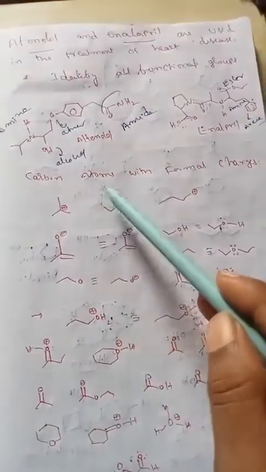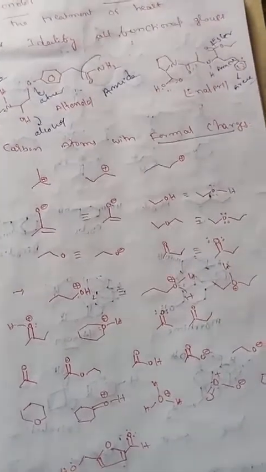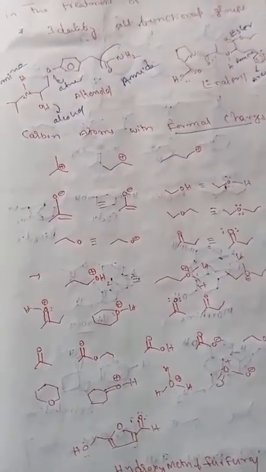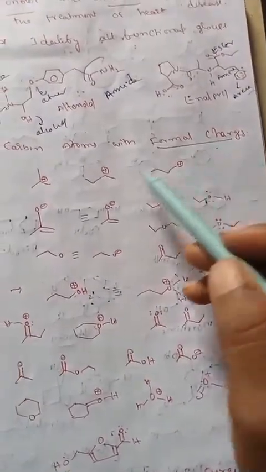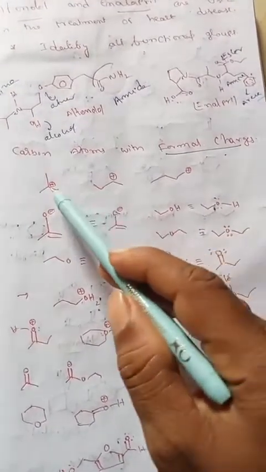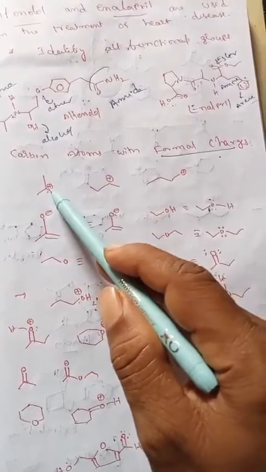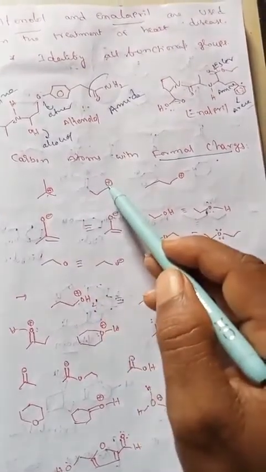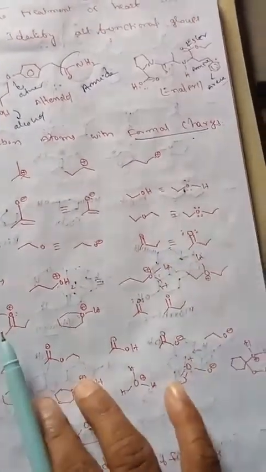Then comes another one. For example, carbon atoms with, so it is very important in organic mechanisms to understand what formal charges are present in a given molecule. For example, we know that carbon is tetravalent. Now, one bond is less, that's why here you can see one positive charge here, and here one positive charge, and one positive charge here. So it is very important.